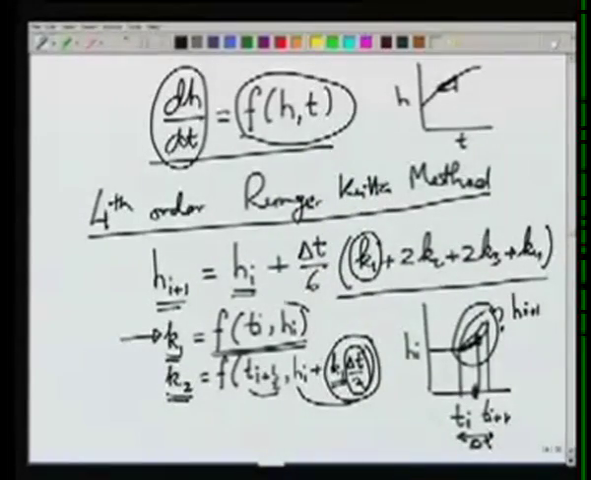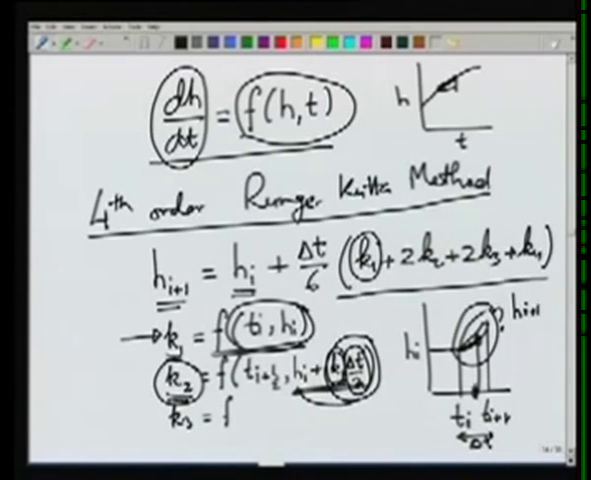So this k1 is known from the initial conditions or at the beginning of the time step. K2 will be known at ti plus half, and using the value of k1 we predict a value at the midpoint, so k2 will also be known. Similarly, we can find k3 again at the midpoint, but using the new slope k2. So this delta t by 2 here and here, they are because we are estimating the value at the midpoint.